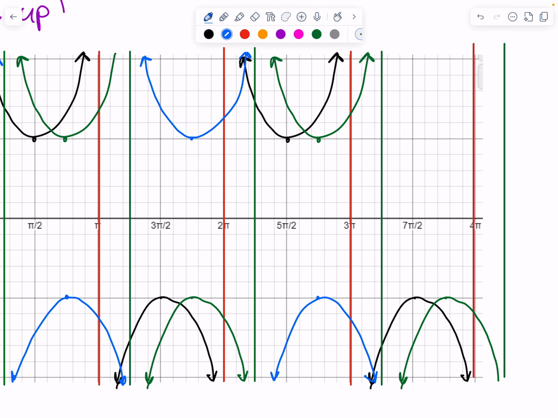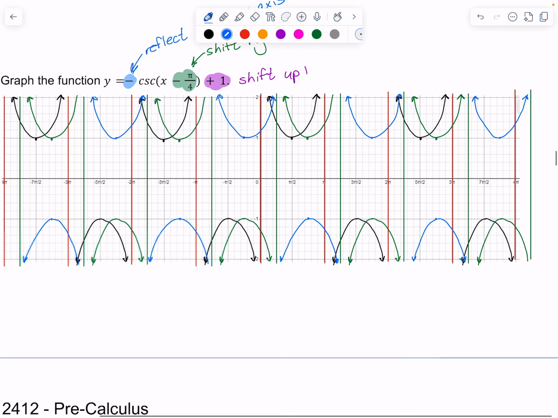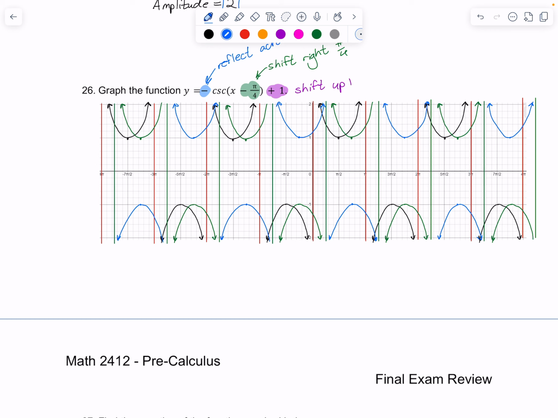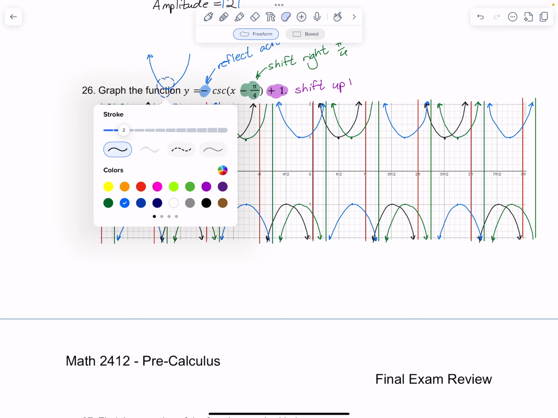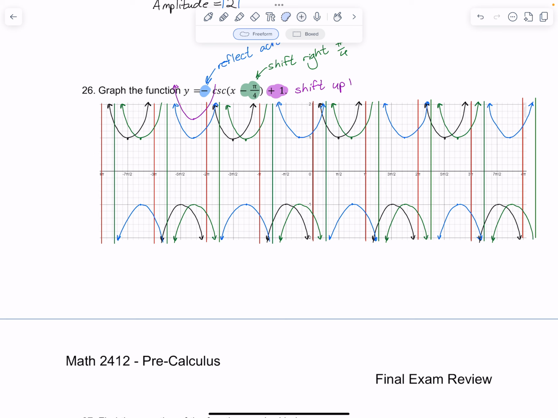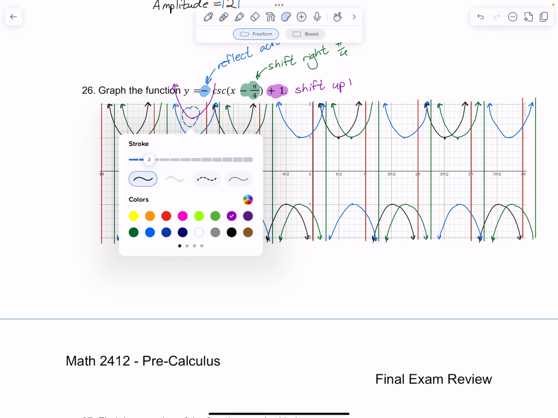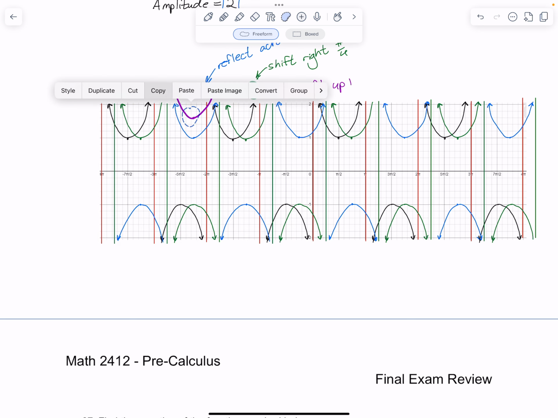Finally, the last requirement is everything is going to get shifted up 1. So, there we go. Shifted up one means it ends up right here. And then make it bigger to be clear that that is my final answer. So that happens a few times.